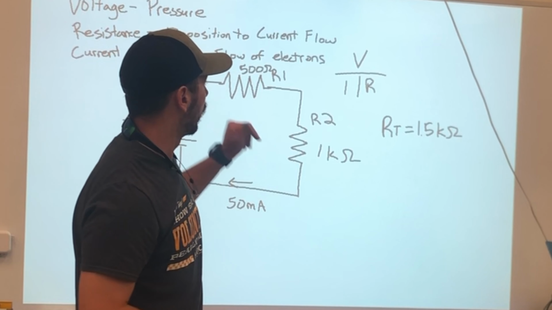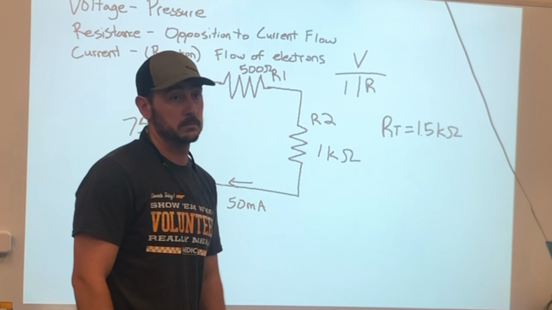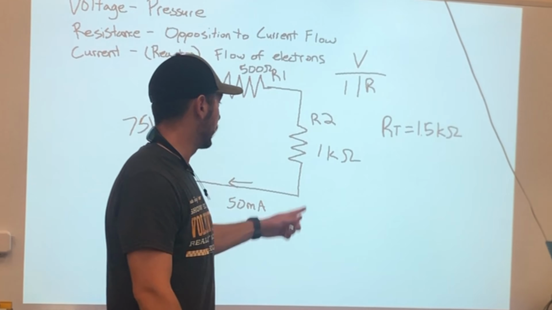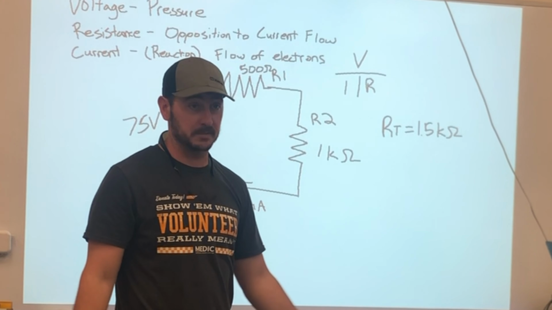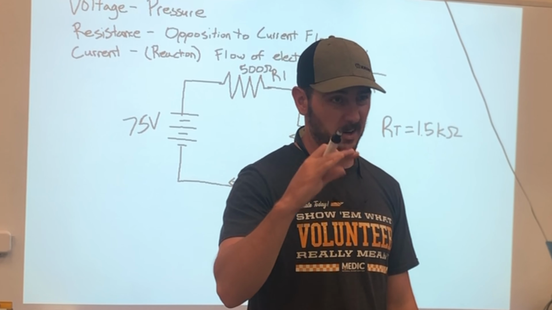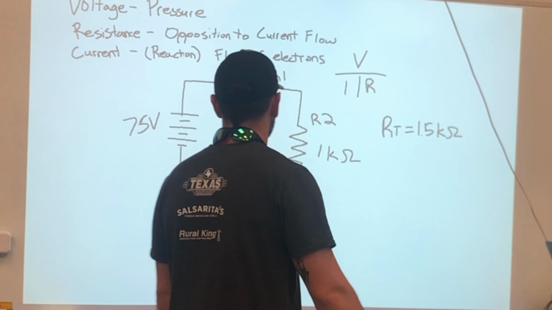So my current going through R1 is what? 50 milliamps. What about R2? 50 milliamps. 50 milliamps through the whole circuit. Total resistance, 50 milliamps, okay? Current is the same through the whole circuit.